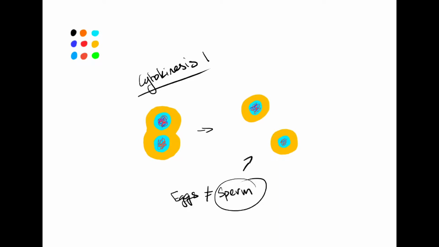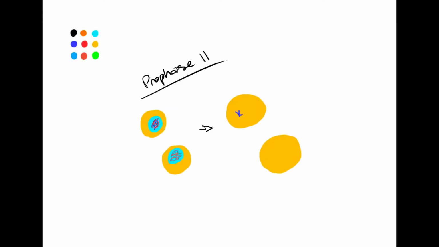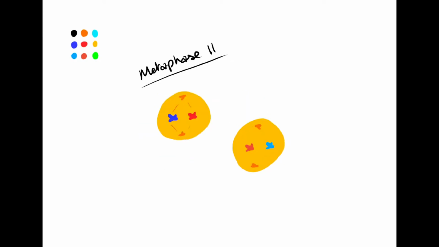This is where sperm and egg cells start acting differently. Right now, we're going to follow a sperm cell's journey. Once the sperm cell has successfully divided into two gametes, it will move on to prophase 2. It's just like prophase 1, except there's no DNA replication. Once the gametes have finished growing in prophase 2, they'll move on to metaphase 2, where they line up in the center of the cell.